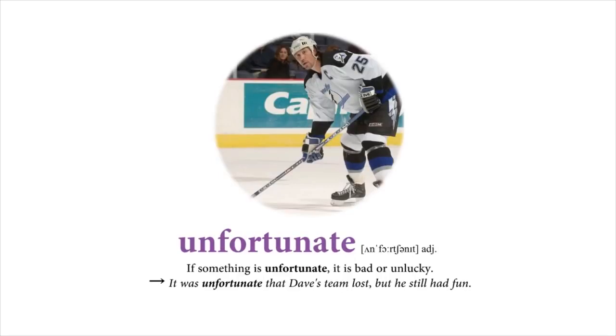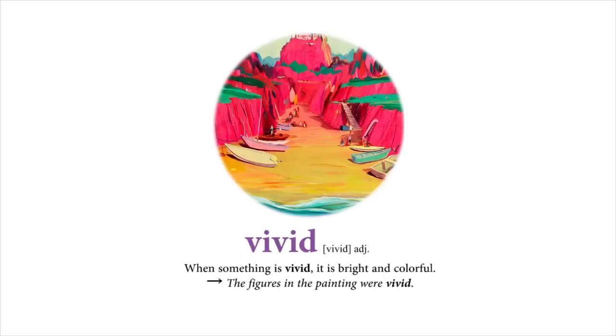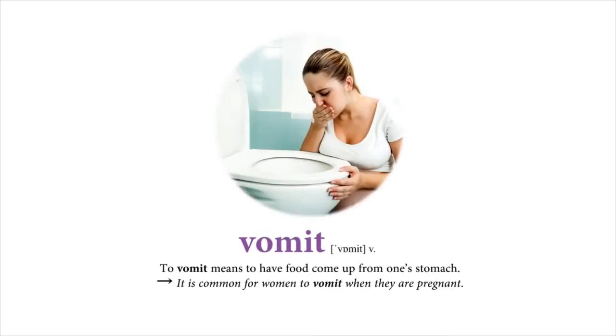Unfortunate. If something is unfortunate, it is bad or unlucky. It was unfortunate that Dave's team lost, but he still had fun. Vivid. When something is vivid, it is bright and colorful. The figures in the painting were vivid. Vomit. To vomit means to have food come up from one's stomach. It is common for women to vomit when they are pregnant.